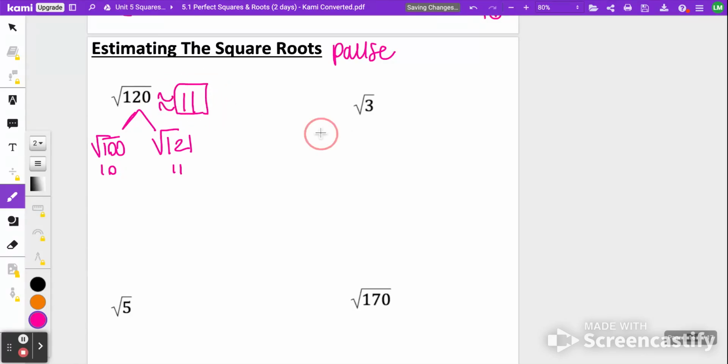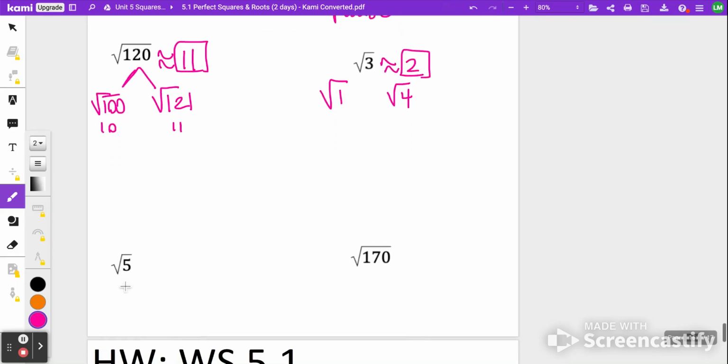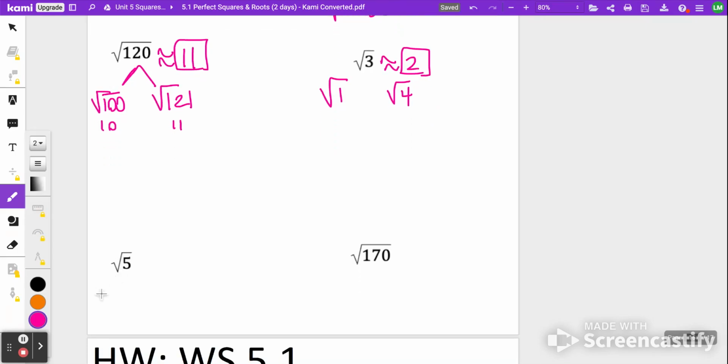The square root of 3 is in between the two perfect squares of 1 and 4. The square root of 4 is closest to the square root of 3, so we're going to approximate that as about 2. The square root of 5 is also between two of the similar ones. We have the square root of 4 and the square root of 9. 5 is closest to 4, so we're also going to say the square root of 5 is about 2.